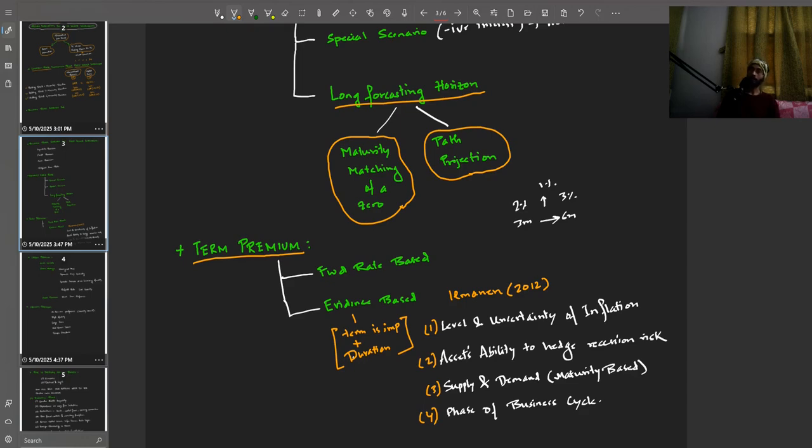So if it's a contraction phase, obviously high quality bonds might have much higher demand, which will mean that their premium will become lower. On the other hand, if it's an expansion cycle which is going on and things are looking pretty good, then the premium may look quite high because the demand is low and the yields are high.